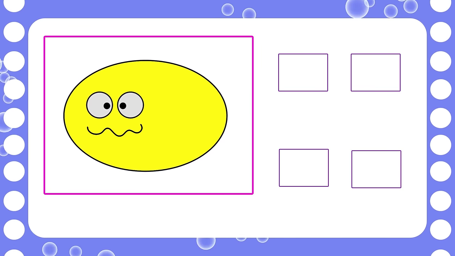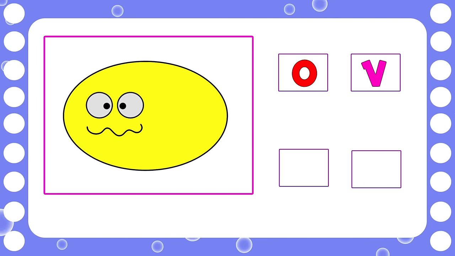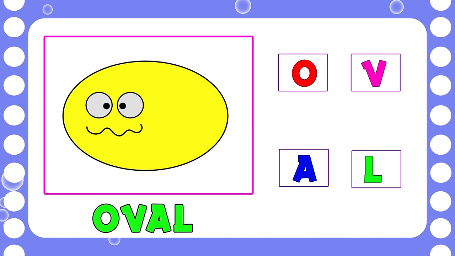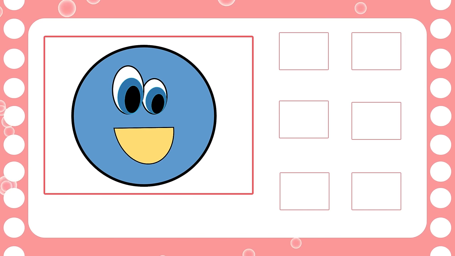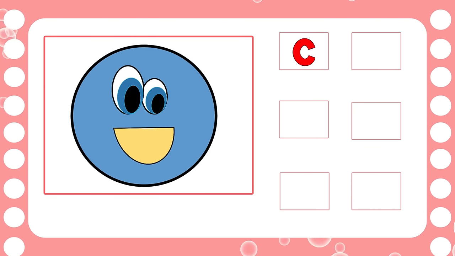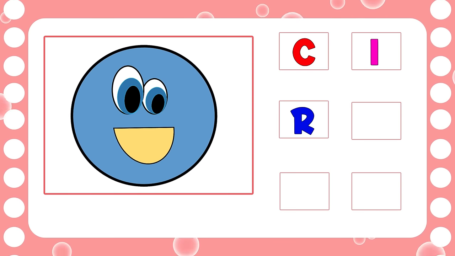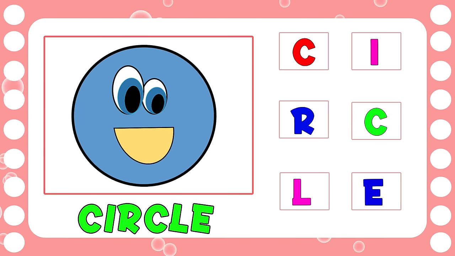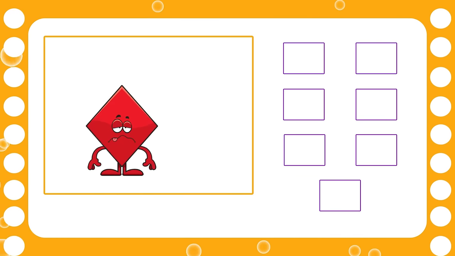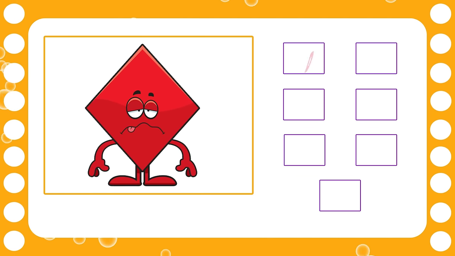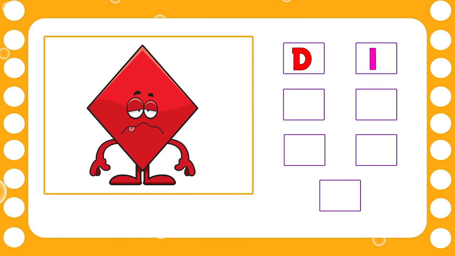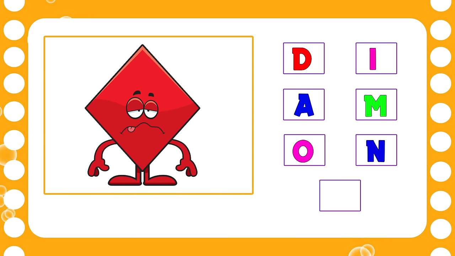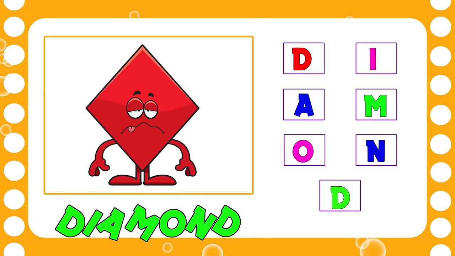Oval. O, V, A, L. Oval. Circle. C, I, R, C, L, E. Circle. Diamond. D, I, A, M, O, N, D. Diamond.